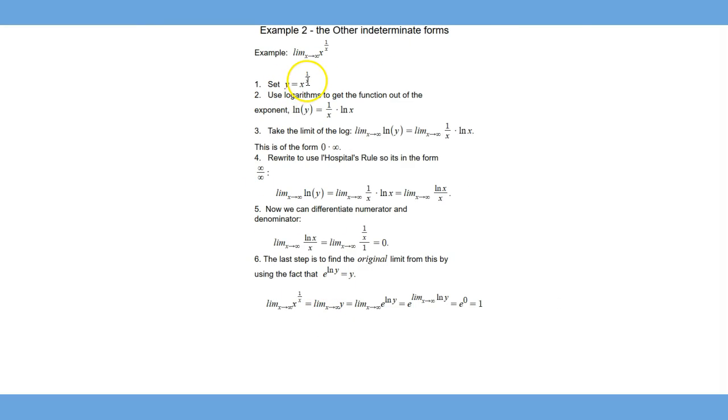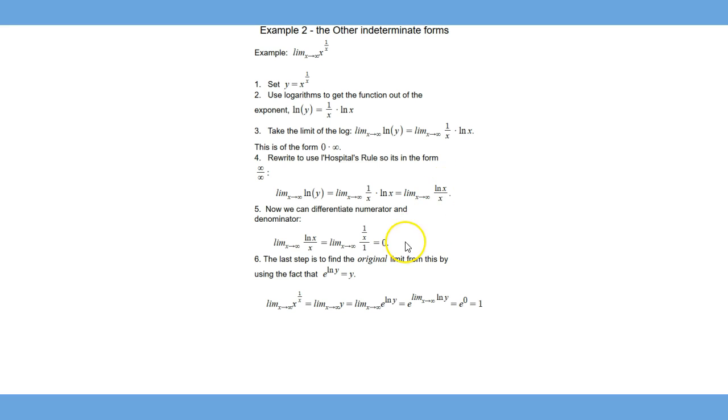We set y equal to the expression in the limit. We take the log of both sides. We use the product rule for logarithms. So this is of the form 0 times infinity. So we're going to rewrite this so that it's a quotient and meets the criteria for L'Hopital's rule. If I rewrite 1 over x times ln of x as ln of x over x, that's pretty easy. This is infinity over infinity.